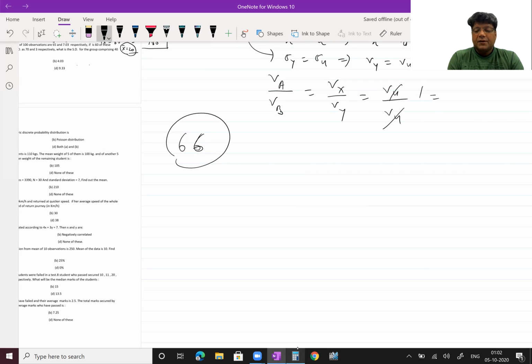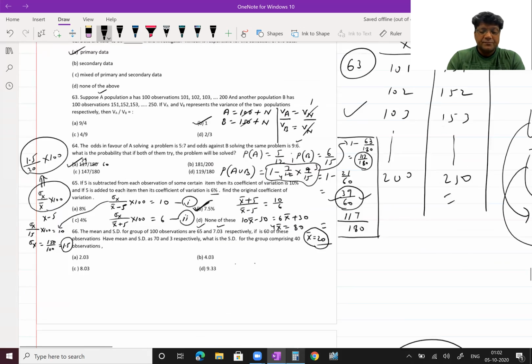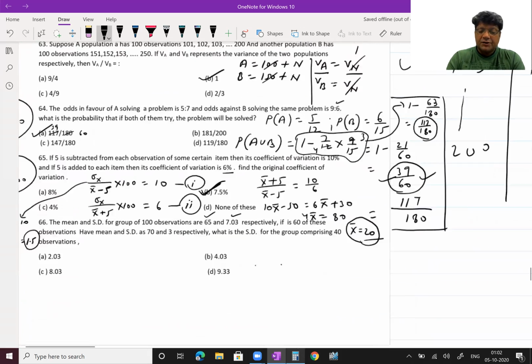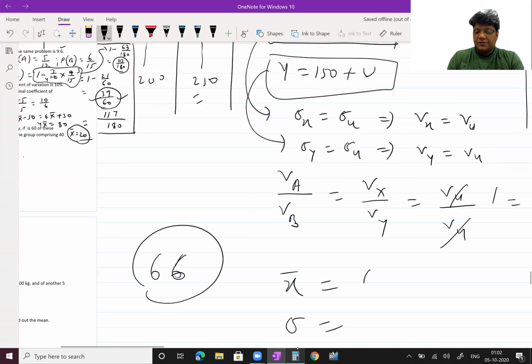Question 66. The mean X bar and SD of 100 observations are given as 65 and 7.03.